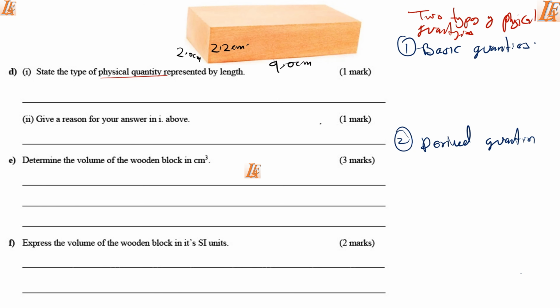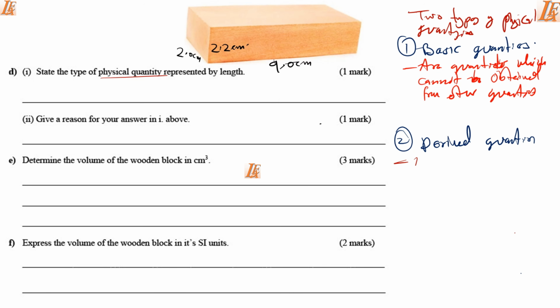So basic quantities are quantities which cannot be obtained from other quantities. These are quantities which you cannot obtain from other quantities. So the only way you can obtain them is through making a measurement.